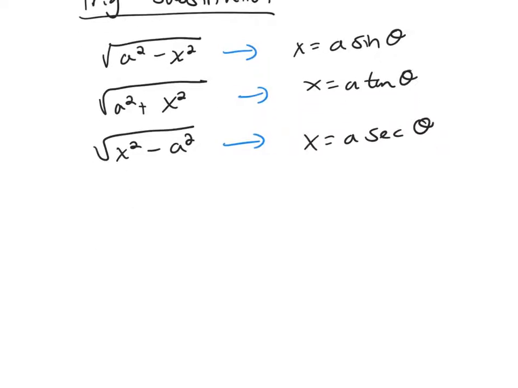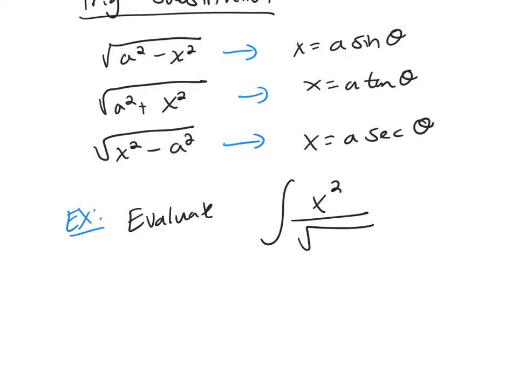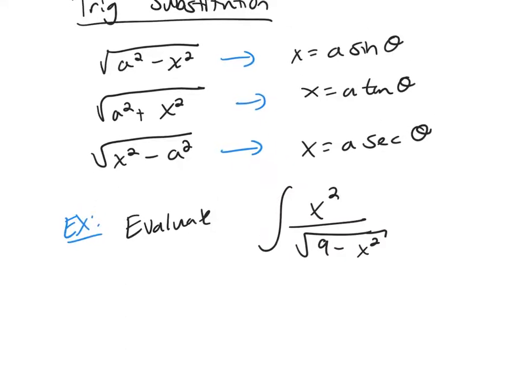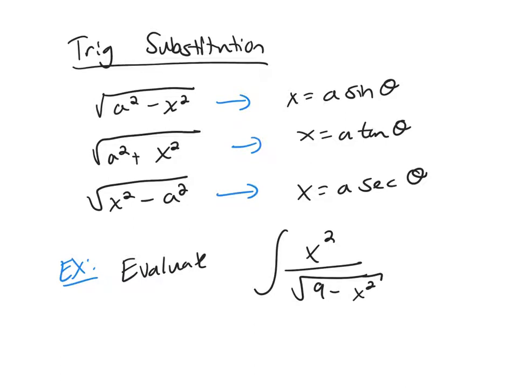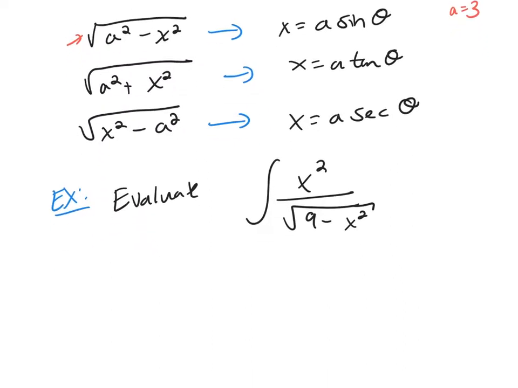So let's look at our first problem here. Let's evaluate the integral of x squared over the square root of 9 minus x squared. Looking at the square root, which one of these does it match up with? It matches up with this first one, where a is 3. So our substitution should be x equals 3 sine theta. dx will be 3 cosine theta.